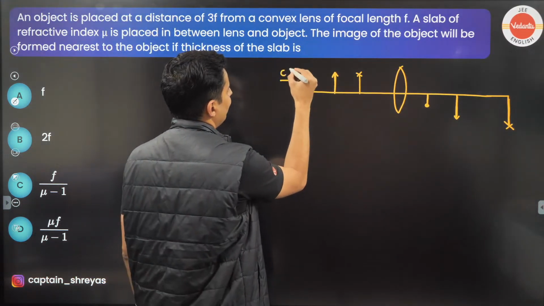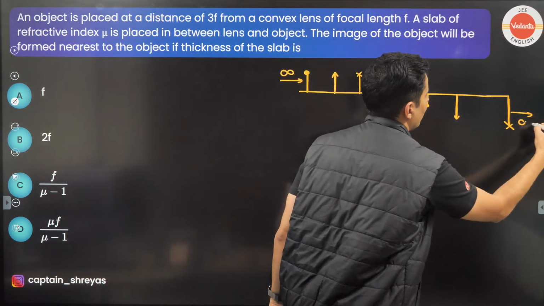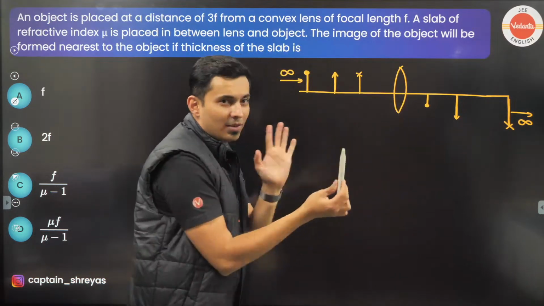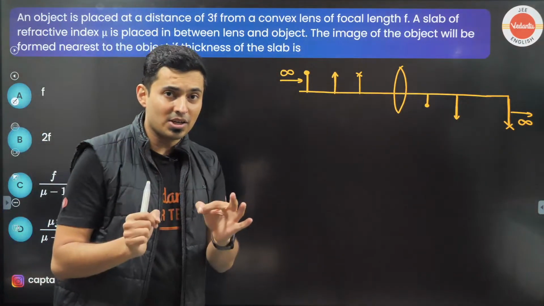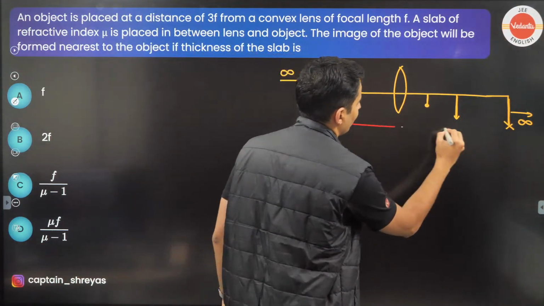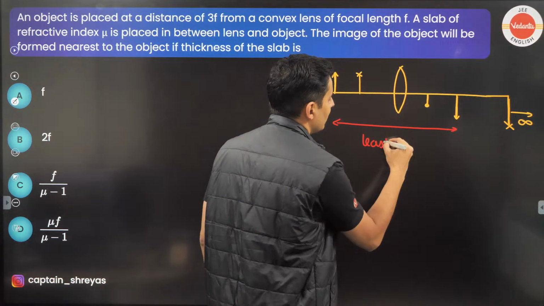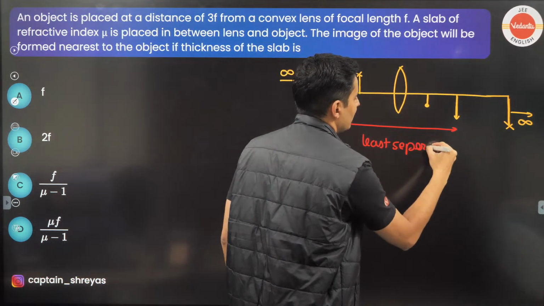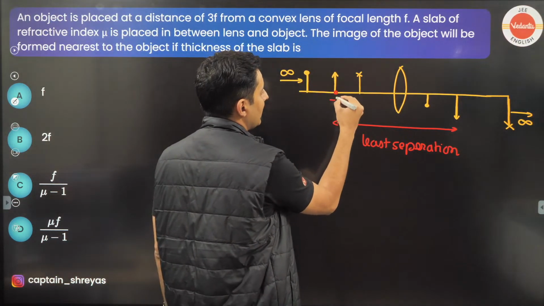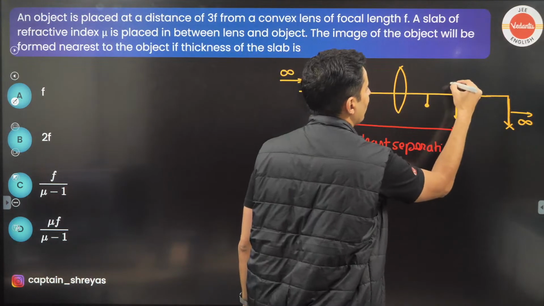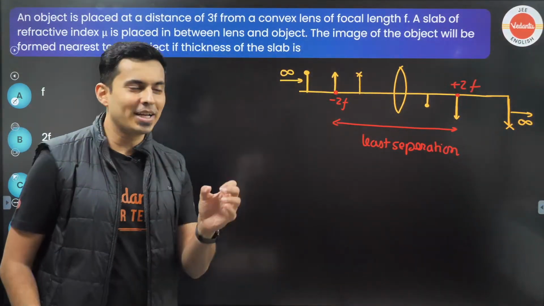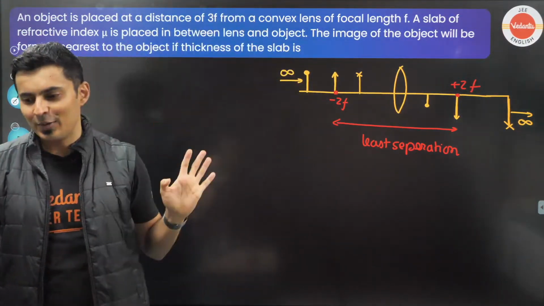This comes from infinity and this image goes to infinity. So there is some relative separation between them, and that relative separation is the least, the minimum, when this is the least separation. This is the least separation when this object is basically at 2f and the image is formed at 2f. So when it is just equal in size but inverted, that's the smallest separation that you can get.